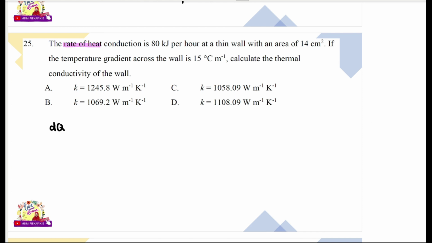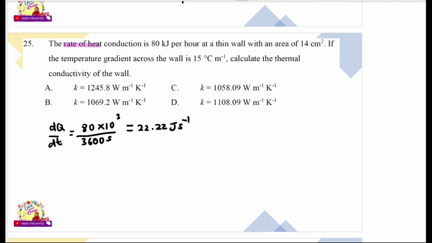So dQ over dt, dia bagi dalam 80 kilo joule per hour. Okay, kalau per hour tu dia adalah 3600 second. Okay, so the answer is 22.22 joule per second. Okay, so dQ over dt.